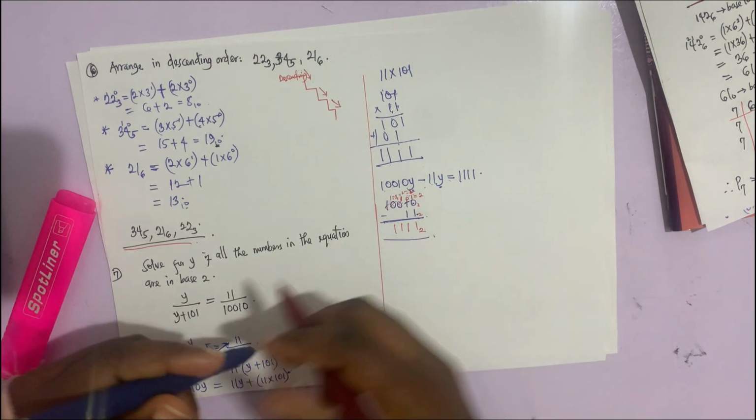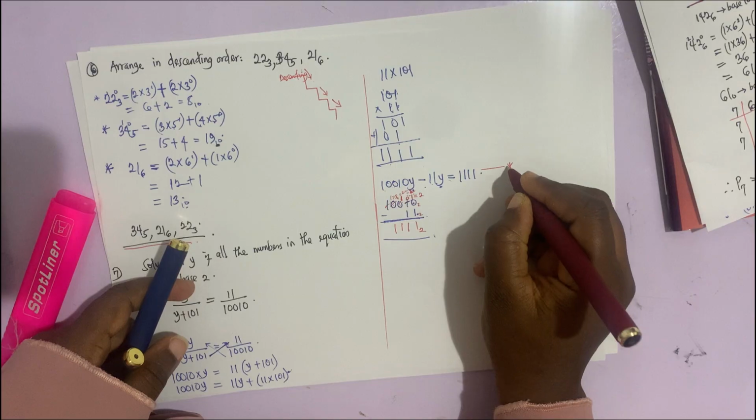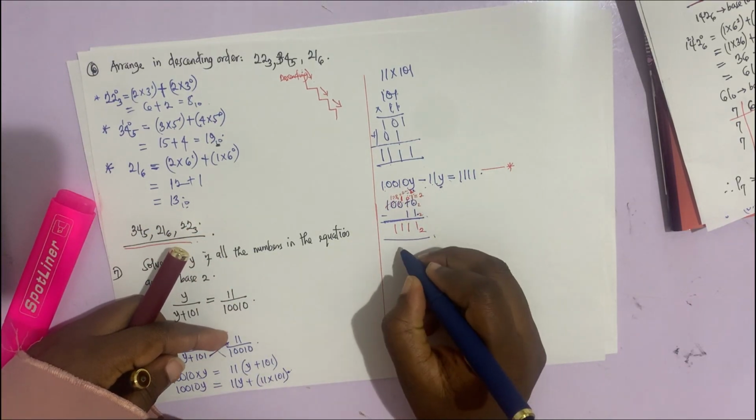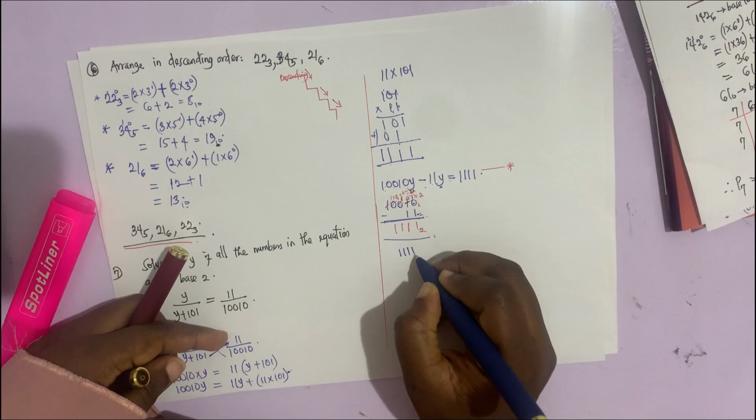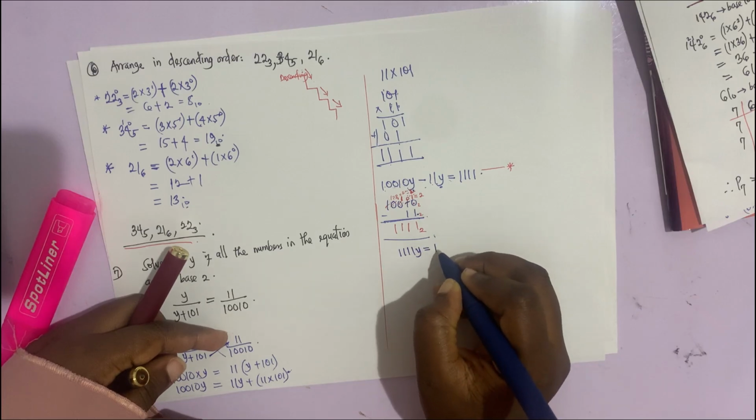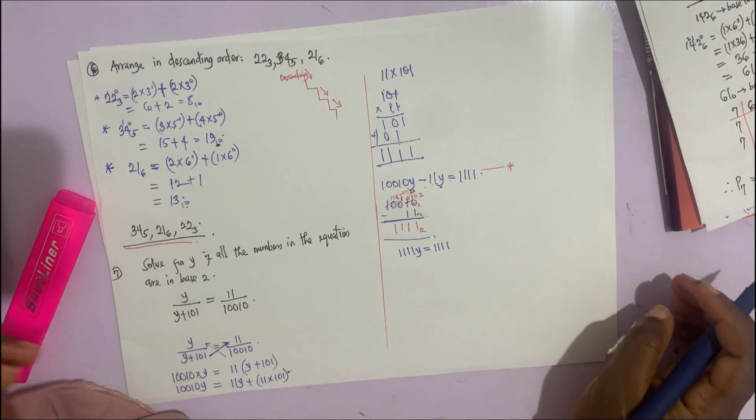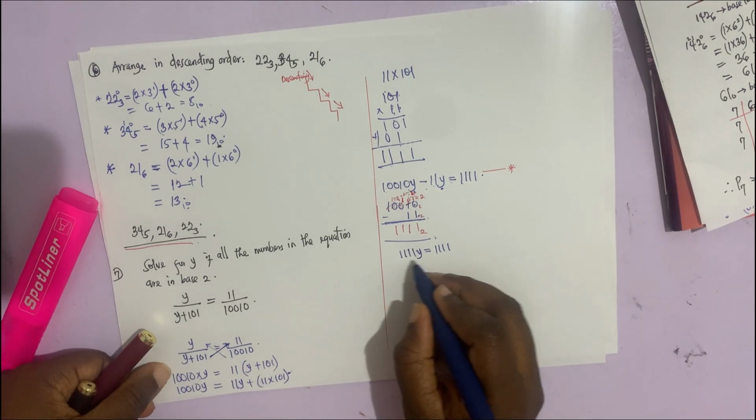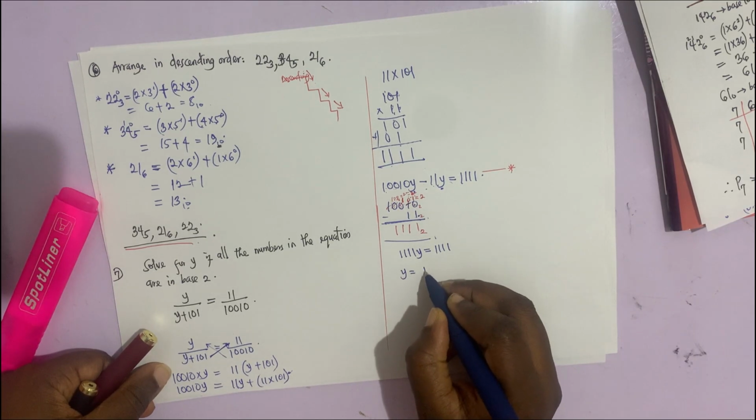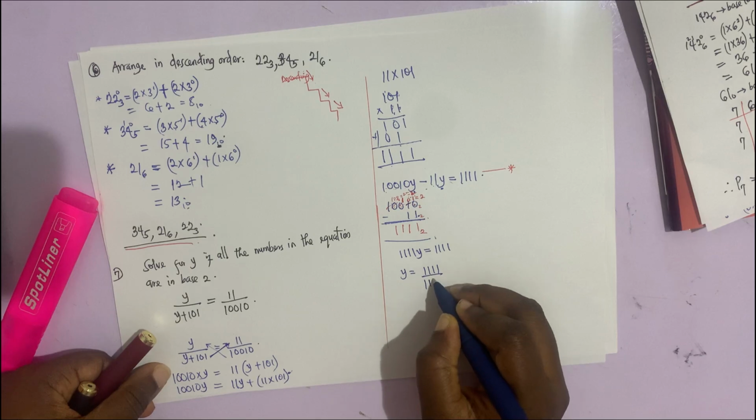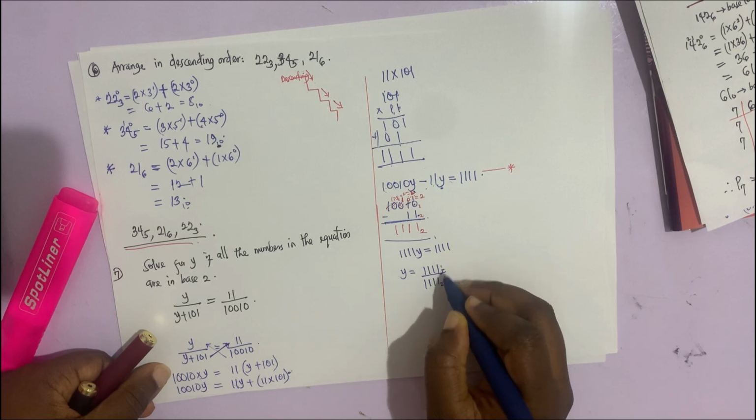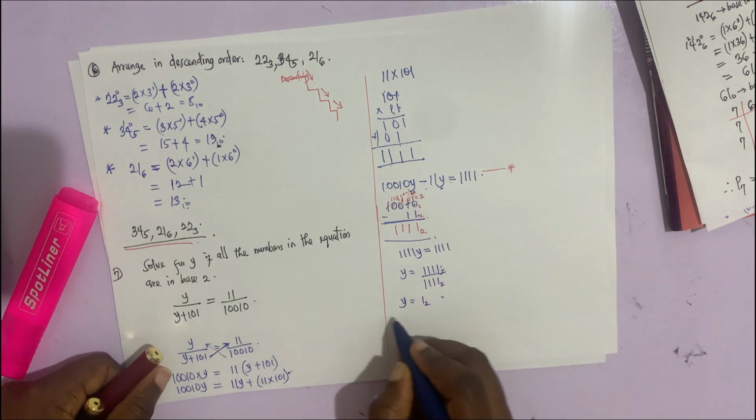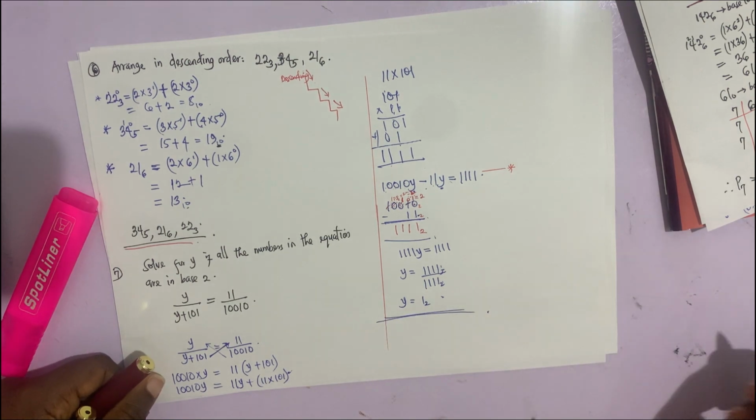So we can write this equation as 1111y is equal to 1111. Can you see what I'm saying? So if you divide both sides by 1111, y will be 1111 over 1111 base 2. They are the same, therefore y is equal to 1 in base 2. And that is our final answer.